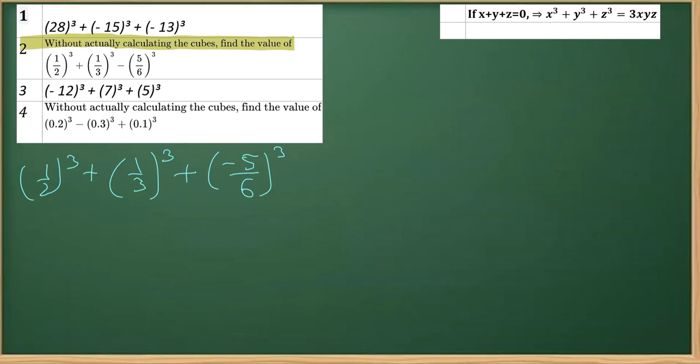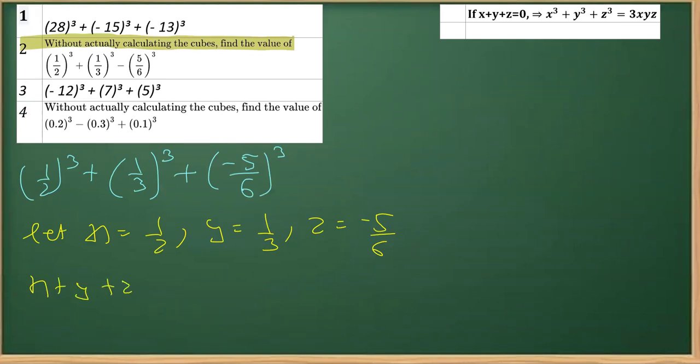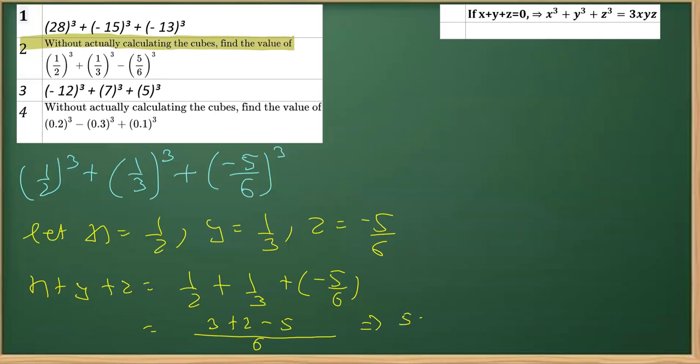Now, like the previous question, here also we'll consider x is equal to 1 over 2, y is equal to 1 over 3, and z is equal to minus 5 over 6. Now we'll show by actual calculation that x plus y plus z is equal to 0. Not just directly saying it; you have to show it with working. The LCM here is 6, so 2 goes 3 times, 3 goes 2 times, and 6 goes 1 time. So we are getting 5 minus 5 over 6, equal to 0.